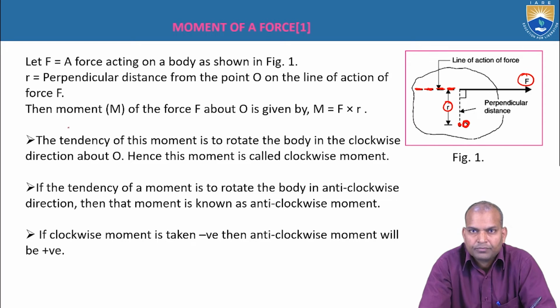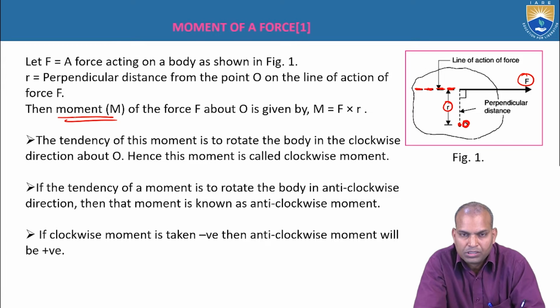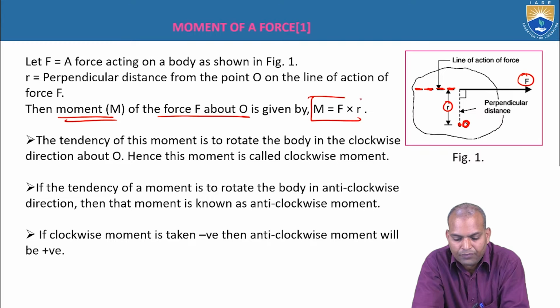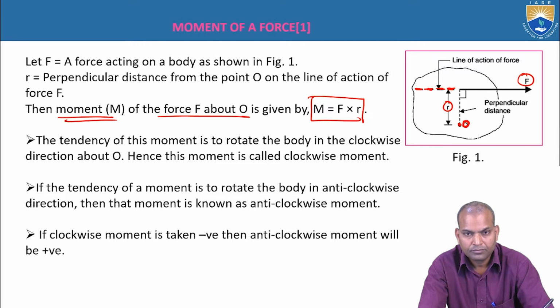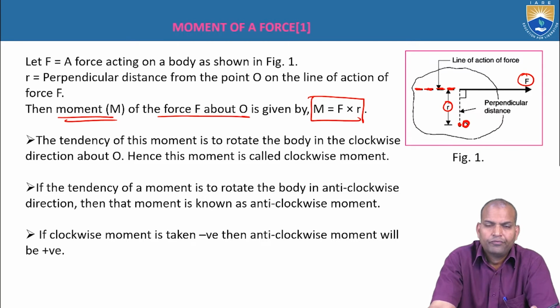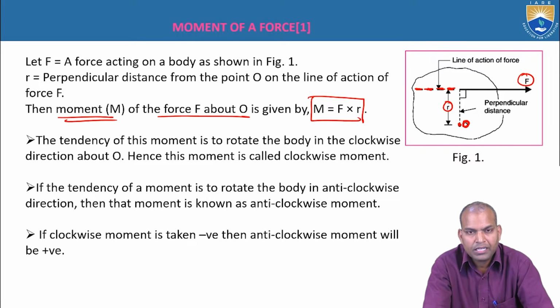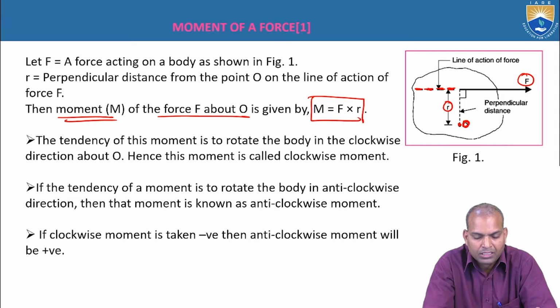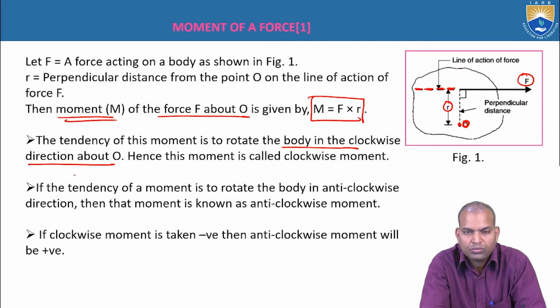Then the moment M of the force F about O is M equal to F times R. Moment equals force times R. Now, what is the effect of this force? How can we know a moment is acting? What is the tendency of this moment? The tendency of the moment is to rotate the body about O.